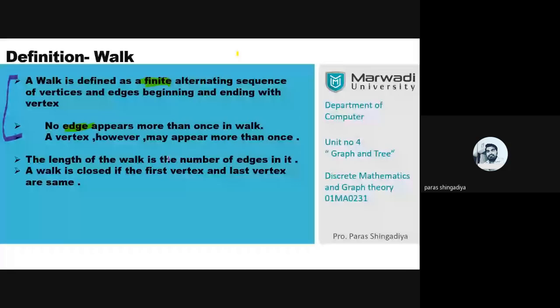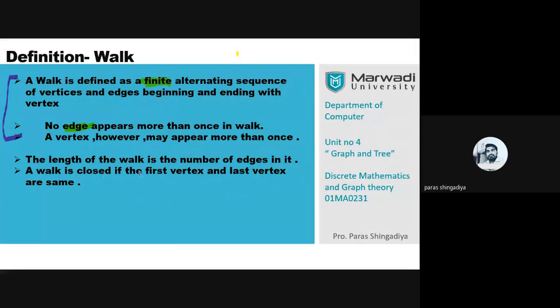So we can check how many distances we have to cover in this walk: 1 kilometer, 2 kilometers. Clear? So here we also have to check the length of the walk. The length of the walk is the number of edges included in it. How many edges are included in the walk? That count is called the length of this walk.